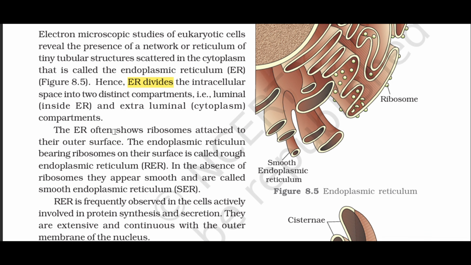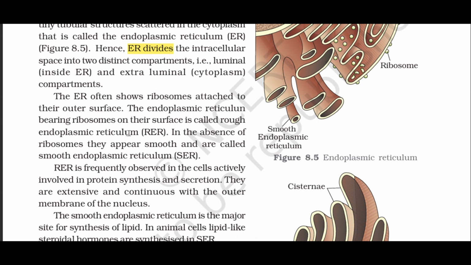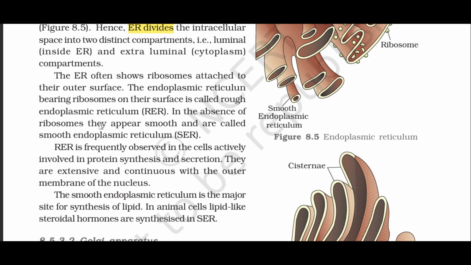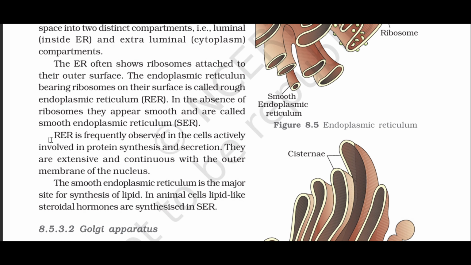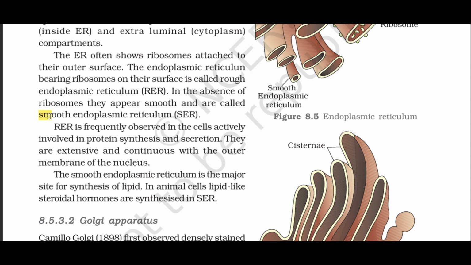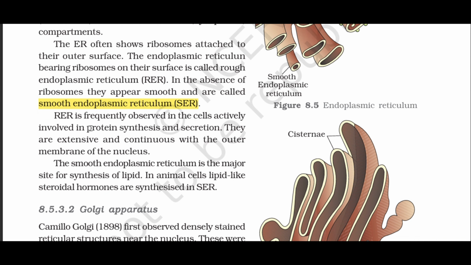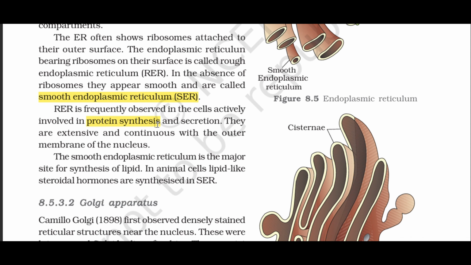The ER often shows ribosomes attached to their outer surface. The endoplasmic reticulum, bearing ribosomes on their surface, is called rough endoplasmic reticulum, RER. In the absence of ribosomes, they appear smooth and are called smooth endoplasmic reticulum, SER. RER is frequently observed in the cells actively involved in protein synthesis and secretion. They are extensive and continuous with the outer membrane of the nucleus.